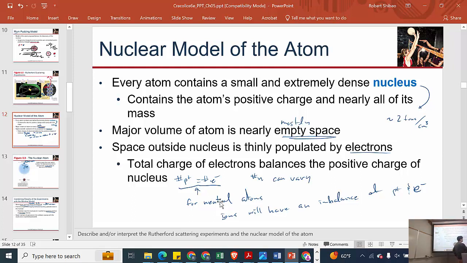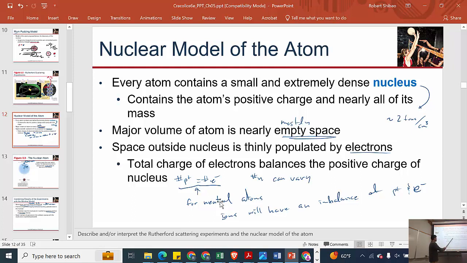You know, in atoms there's lots of empty space, and that empty space doesn't weigh anything. So the major volume of an atom is nearly empty space. The space outside the nucleus is thinly populated by electrons, so it's not truly empty. There are electrons there, but how big are electrons? Electrons are weird. They have zero size. They do have mass, they do have charge, but they're weird.